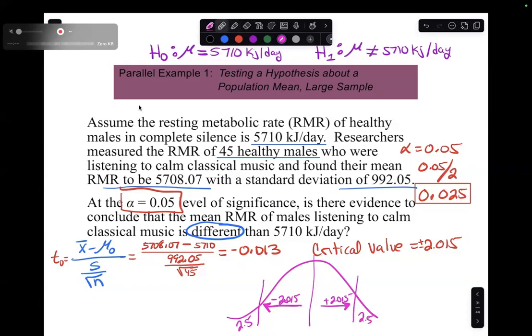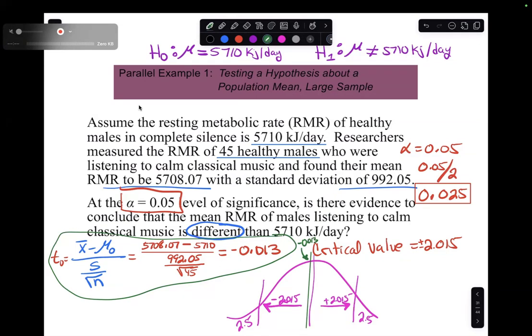So now my test statistic is basically right here. It's practically right on top of my mean. This right here is the t-score, negative 0.013. So clearly it's in the safe zone, and clearly I would fail to reject the null hypothesis.